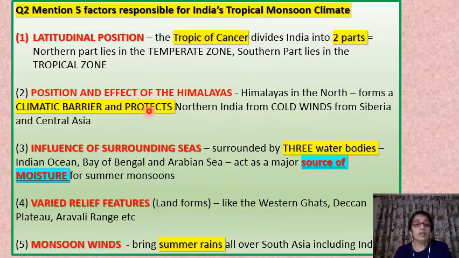The position and the effect of the Himalayas. The Himalayas in the north form a climatic barrier and protect northern India from cold winds from Siberia and Central Asia. So they are the barrier on top.